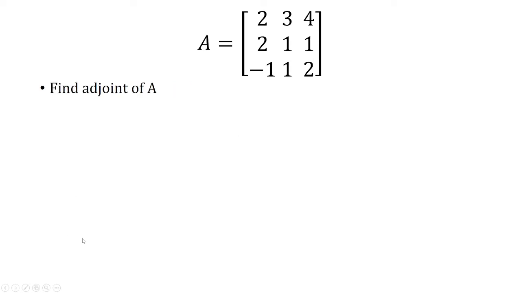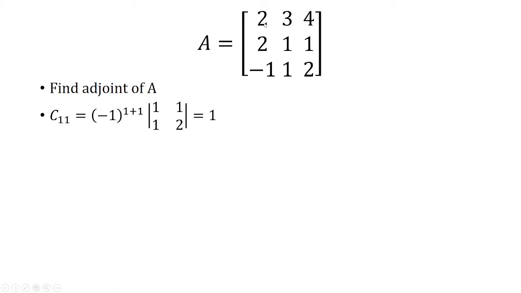Now we want to find the adjoint of A. For this, we need to find the cofactor. Similarly to what we did finding the determinant, we'll apply that for every single entry in this matrix. So there's going to be 9 of these cofactors.